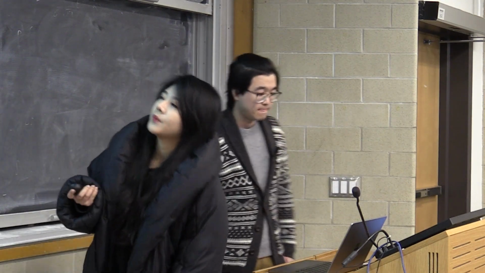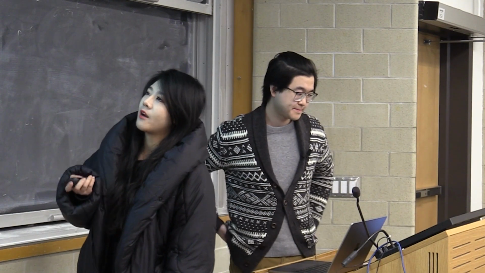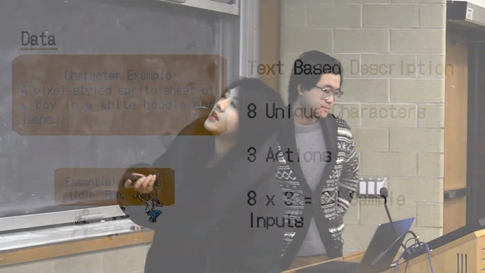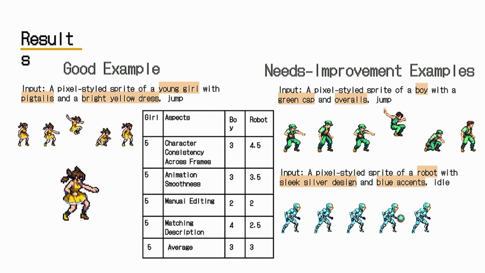We manually generated our data by a text description of a pixel-styled character, and it contains 8 distinct characters with 3 actions: idle, run, and jump. And this is essential for platformer games. And we developed 4 rubrics for our model assessment.